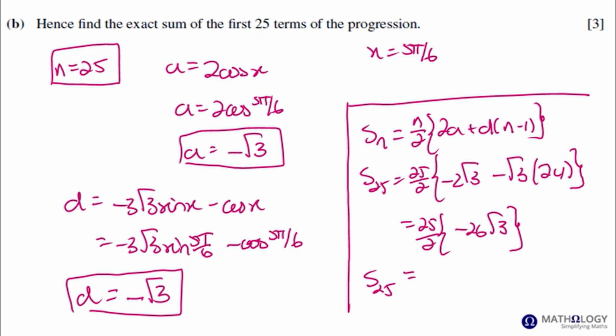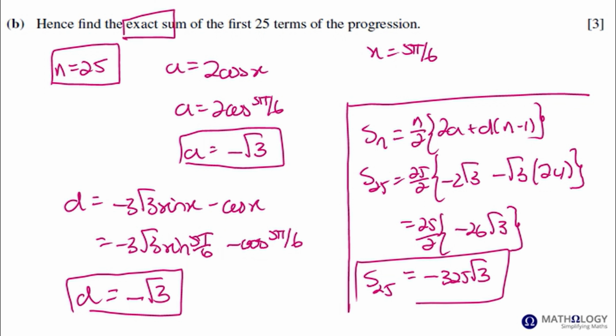So the sum to 25 terms equals minus 325 root 3. They wanted the exact sum, so no decimals. This is how you leave your answer.